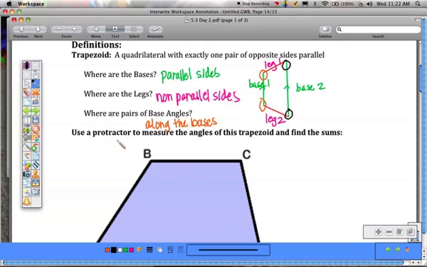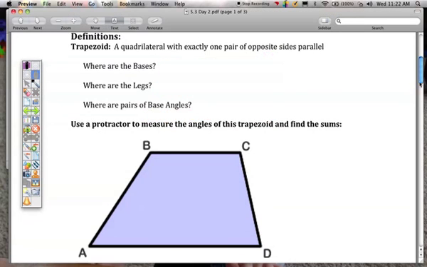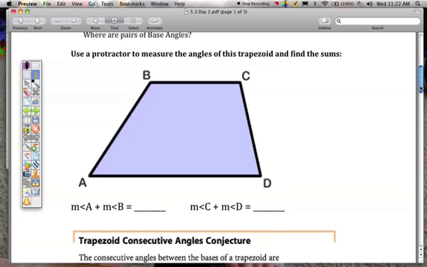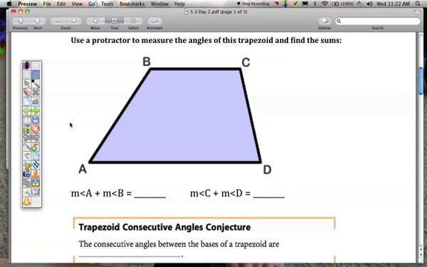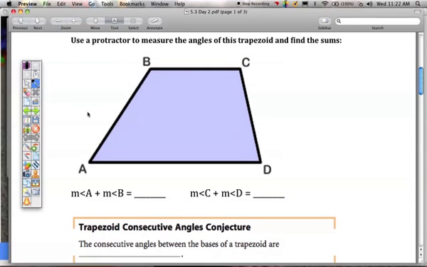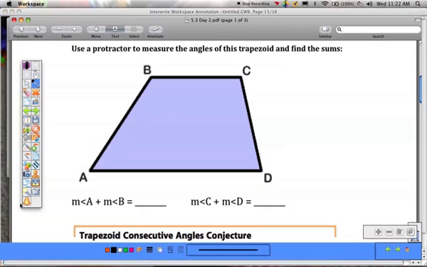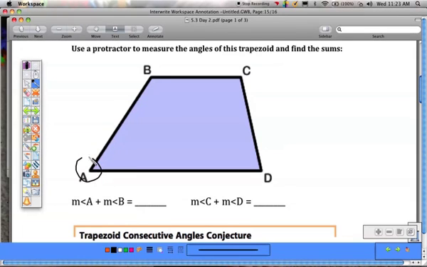Okay. Use the protractor to measure the angles of the trapezoid and find the sums. So if you measure these, you're going to find a property here. Angle A plus angle B: if you measure those and add them up, they end up equaling 180 degrees. And likewise, if you measure angles C and D and add them up, they end up being 180 degrees.